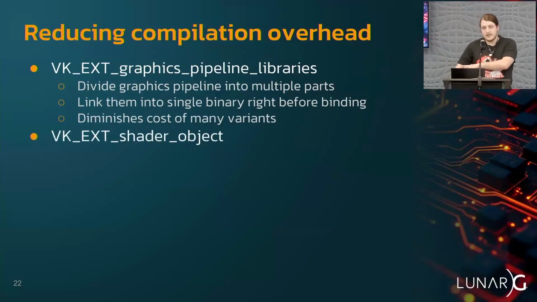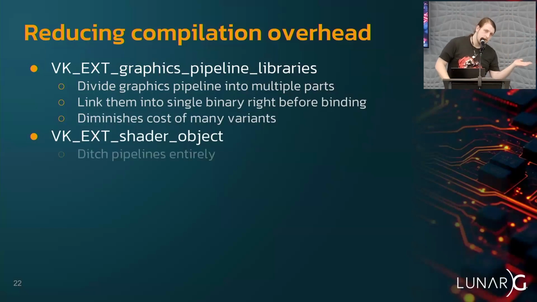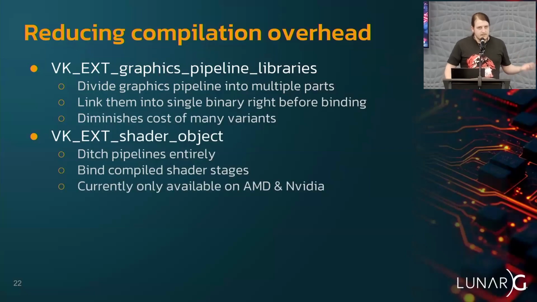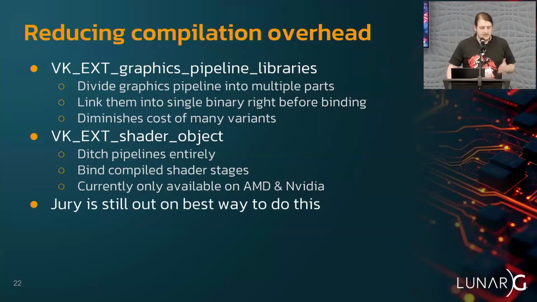And the shader object extension goes at it from a different angle and drops pipelines and just has compiled shader stages. And there's limited support for that. So shader object is even harder to recommend, but both of these are not work-in-progress extensions, but they are indicating what the future may hold. So there's not a single way to do things. We, being the Vulkan world, are still figuring out how best to solve the pipeline problem.